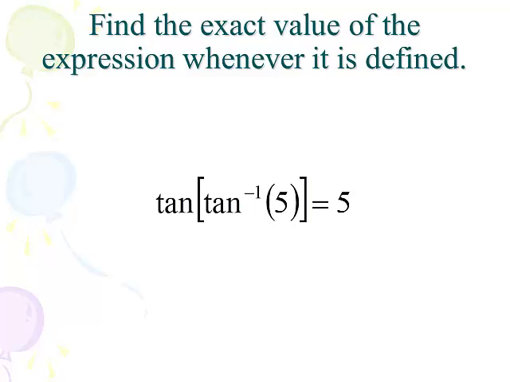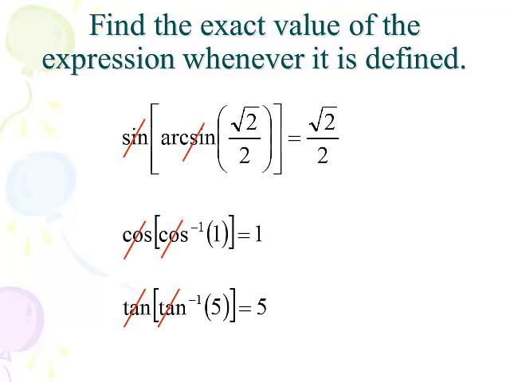It's okay. So here's a recap of the 3 previous problems we've done. And so notice that the sine, arcsine, cosine, inverse cosine, tangent, inverse tangent cancel out, and you get square root of 2 over 2, 1, and 5 for your answers. Now the reason they do, though, the reason square root of 2 over 2, for instance, works in the first one is because it's in the range of sine. And the reason 1 works is because it's in the range of cosine. And the reason 5 works is because it's in the range of tangent.